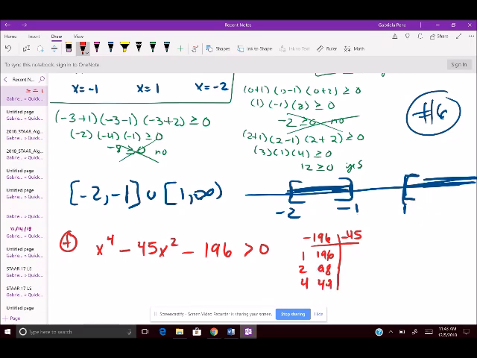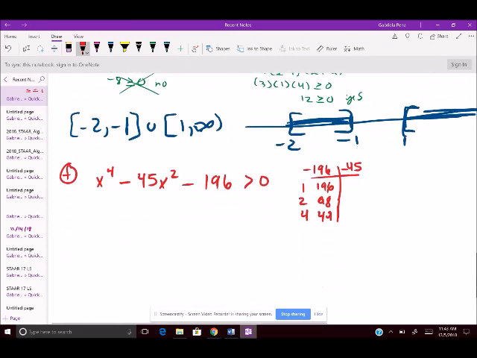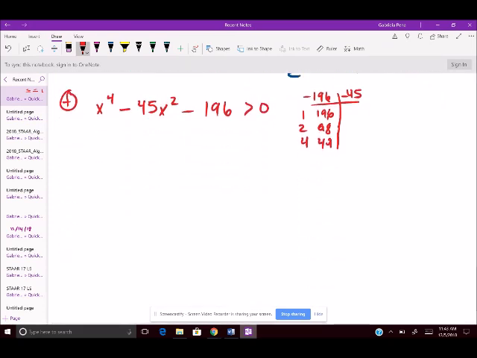Now, because it is a -196, one of them is positive, one of them is negative. Who would have to be the negative here? The bigger number. And who's going to give you the -45? The one at the bottom. So then this becomes x squared plus 4 and x squared minus 49.